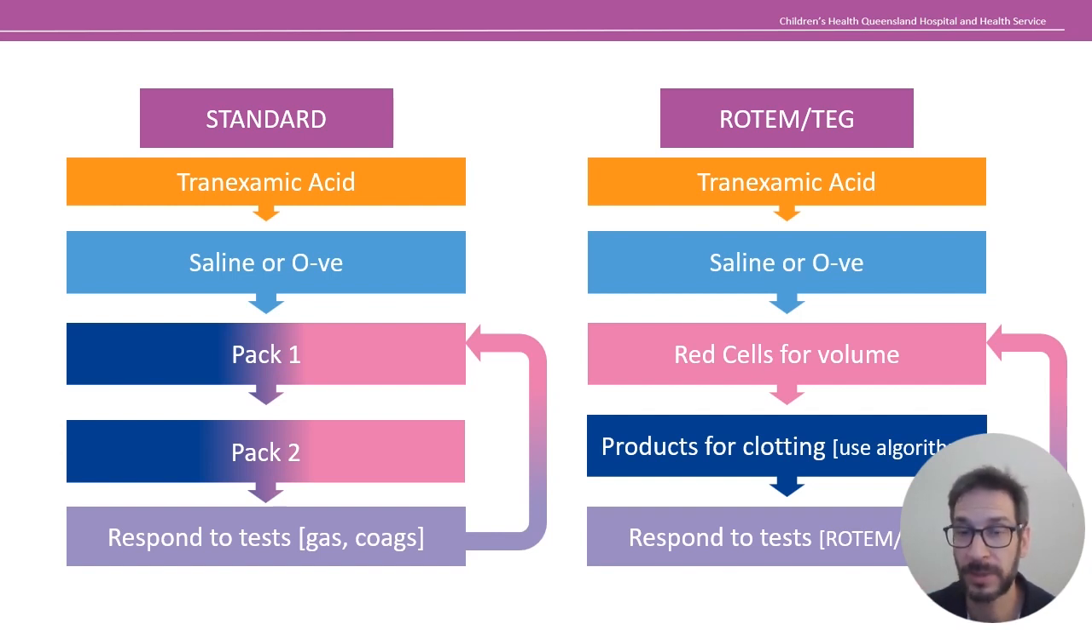Whereas when it comes to the ROTEM one, we've got red cells coming independently, and then we're going to keep doing that ROTEM test, sending it to the lab. Hopefully it'll come up in a live update app, and we'll interpret that in real time and then start giving products according to our ROTEM algorithm. The principle is still the same. You're still giving red cells, you're still giving products. It's not that different when it comes to the concept, at least.